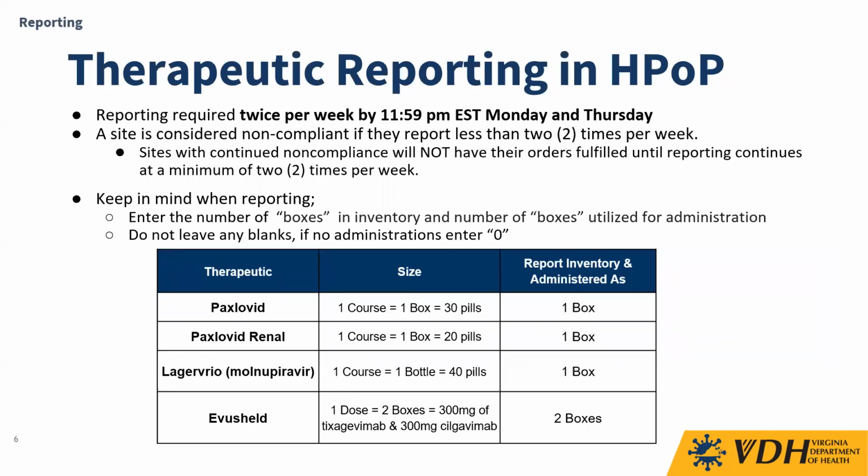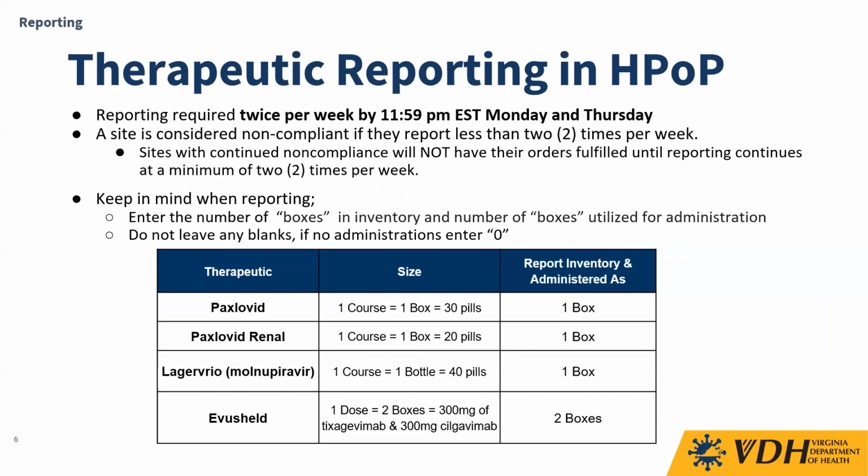Next, we're going to talk about therapeutic reporting again. The federal government requires reporting twice per week by 11:59 p.m. Eastern Time on Monday and Thursday. A site is considered non-compliant if they report less than 2 times per week, and sites with continued non-compliance will not have their orders fulfilled until reporting continues at a minimum of 2 times per week.